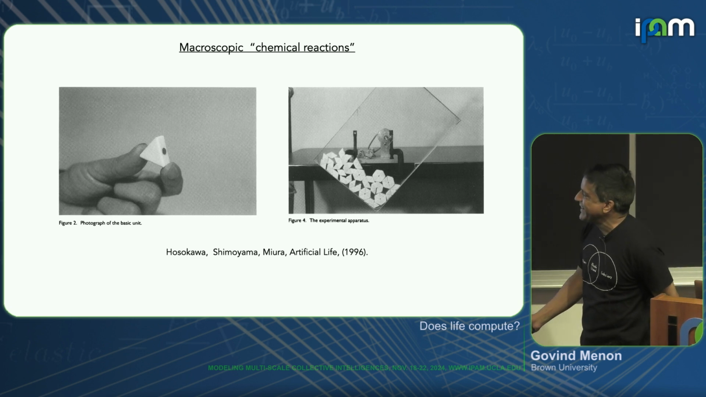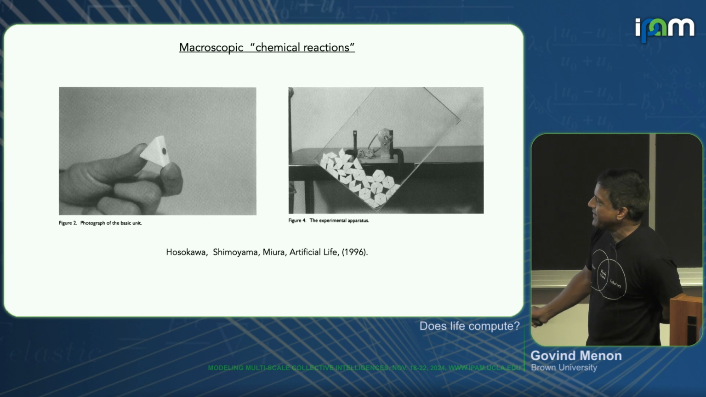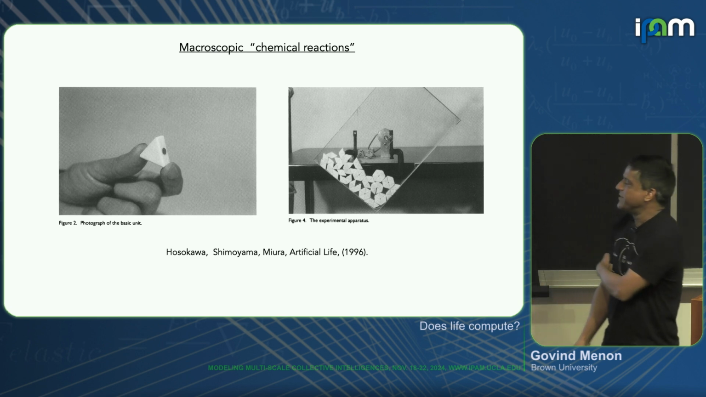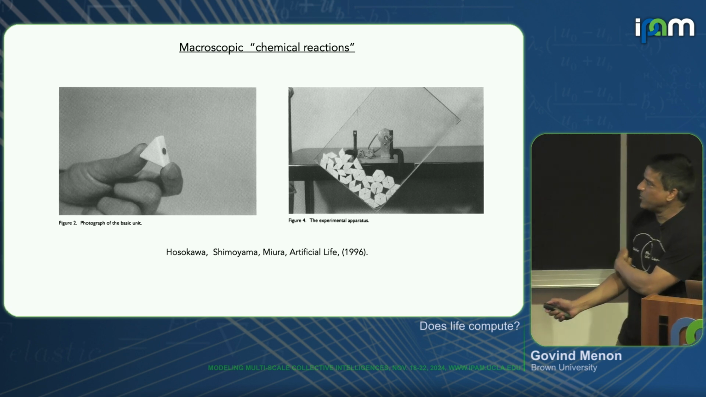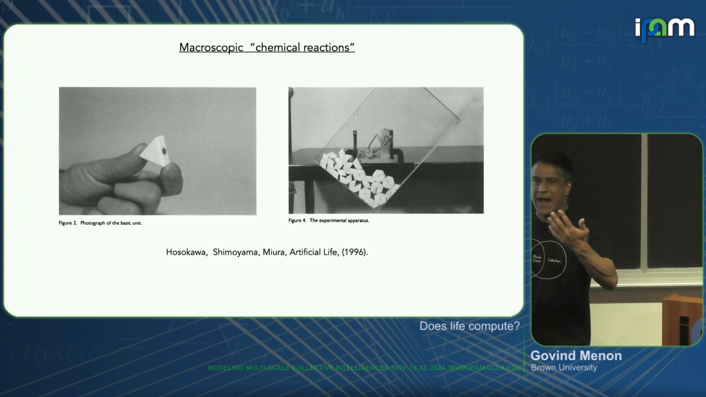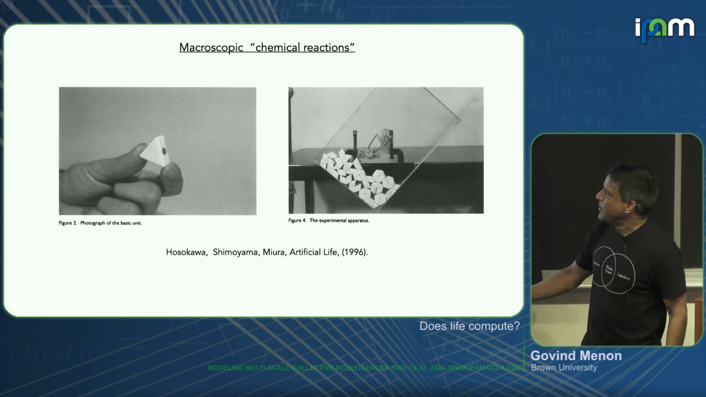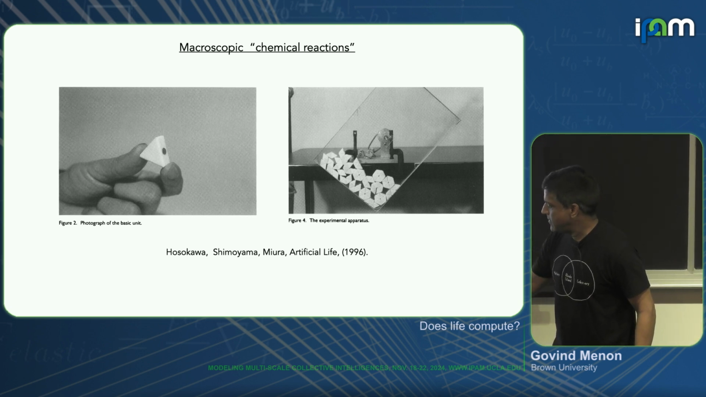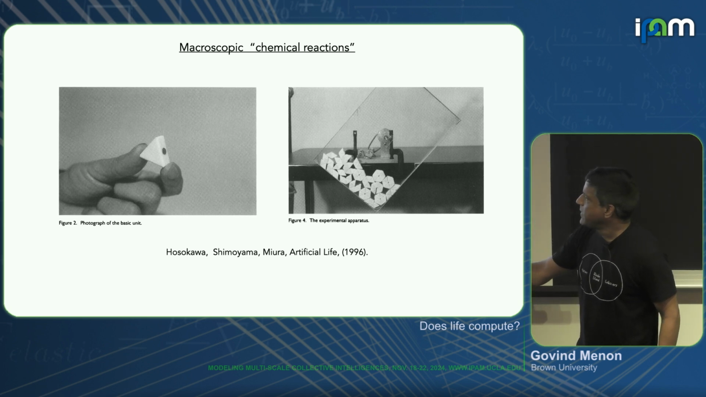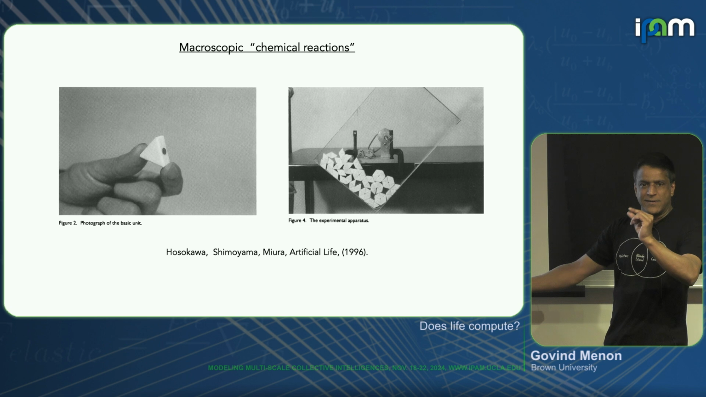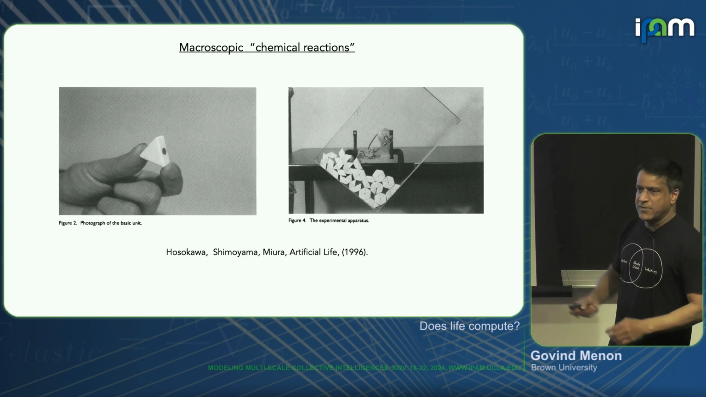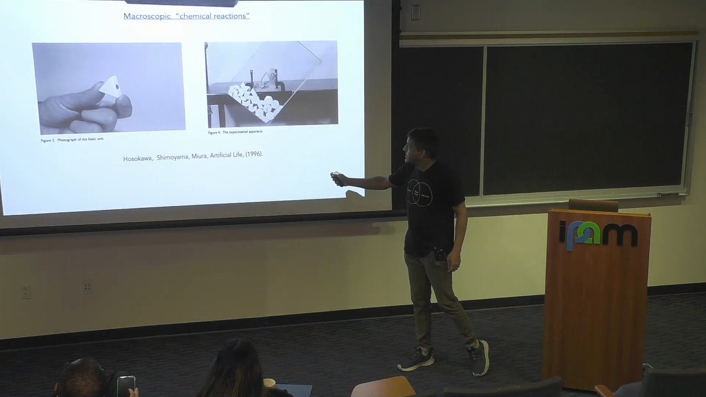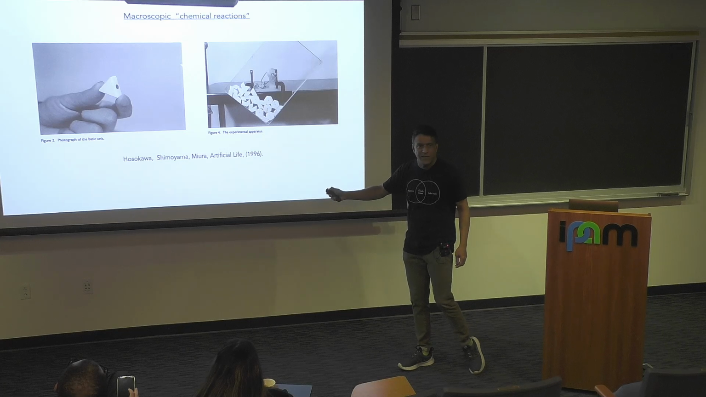So this idea, one of my favorite papers in this area is a sort of loopy paper by this guy Hosokawa and people around him. And what Hosokawa did was to say, okay, what's a macroscopic chemical reaction? So he made these little triangles, put little magnets into these triangles, put them into a box and just shook the box. And what happens is, of course, you form some complete hexagons that you're looking for, and you've got a whole bunch of other stuff too.